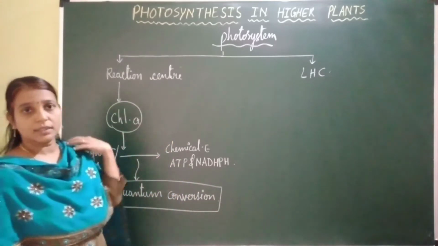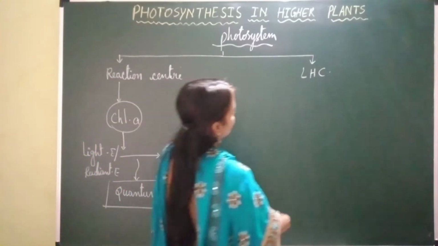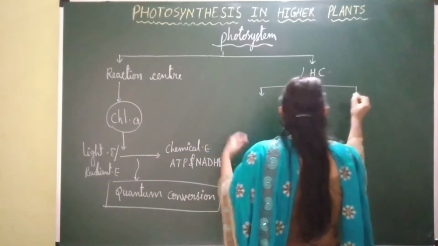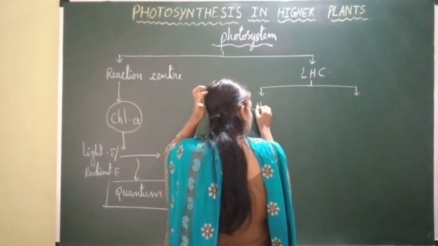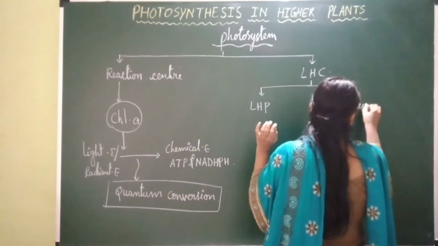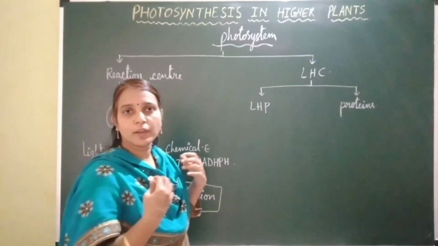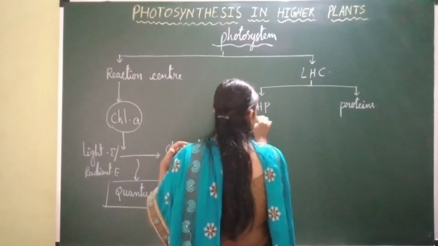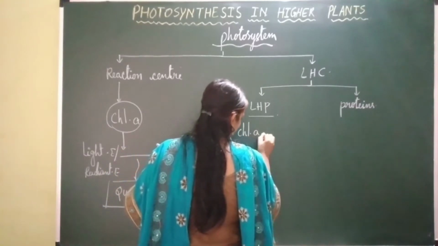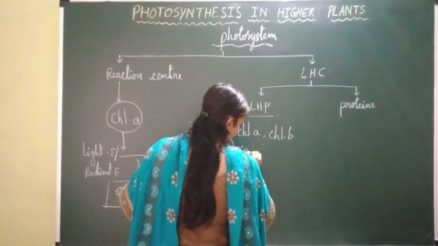Now let's see the details of LHC, that is light harvesting complex. This light harvesting complex is made of two things: light harvesting pigments and proteins. These light harvesting pigments are involved in absorption of different wavelengths of sunlight. They are chlorophyll A, chlorophyll B, carotenes and xanthophylls.